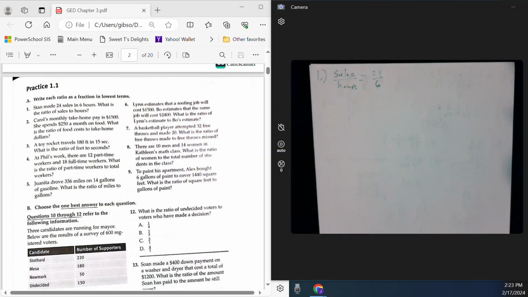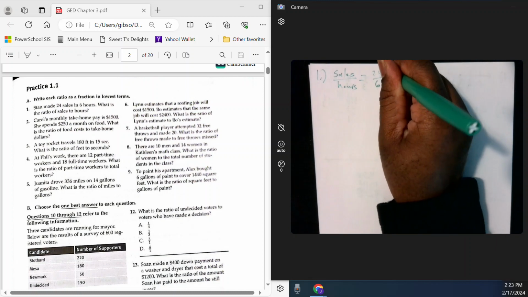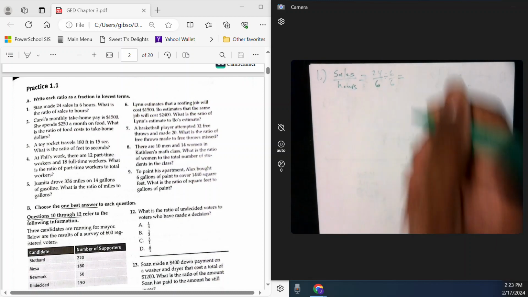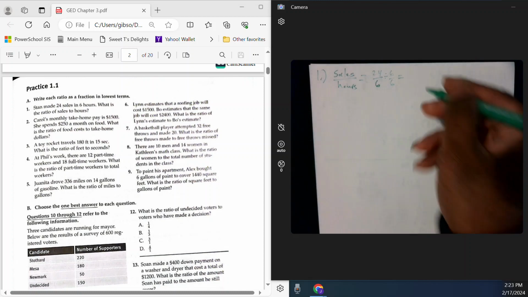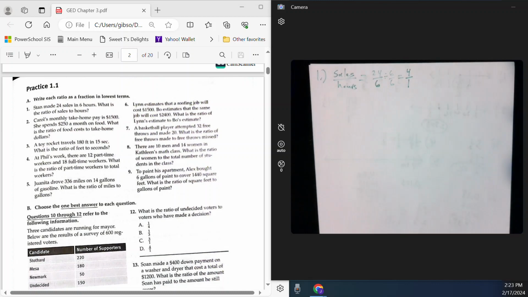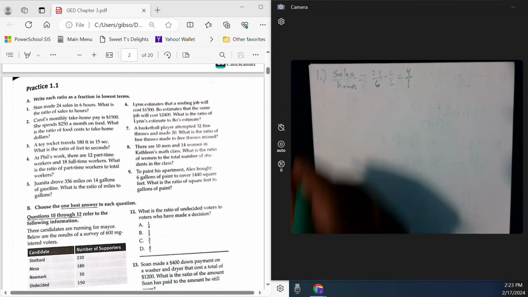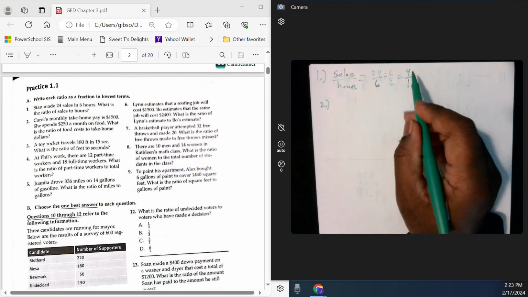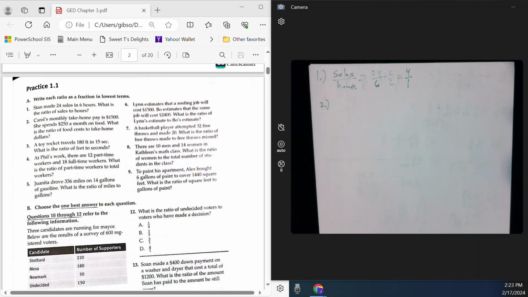So now we have to simplify this, but we still want to leave it in fractional form. So we divide the numerator and denominator by 6. 24 divided by 6 is 4, and 6 divided by 6 is 1. So your final answer would be 4 over 1. Okay, number 2. Now remember, we only leave this as 4 over 1 because we are doing ratio and not regular fractions.